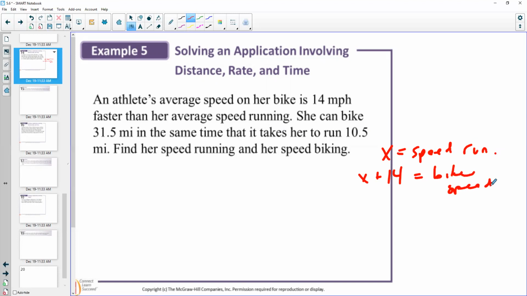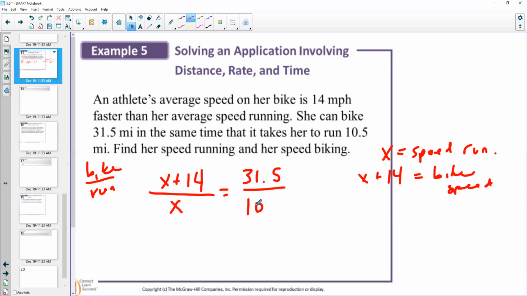All right, so that helps. So now we have proportions, right? We can talk about bike. We can talk about run. So let's talk about it. Her speed on the bike is x plus 14. Her speed when she runs is x. She goes 31.5 miles when she bikes, in the same time it takes her to go 10.5 miles running.